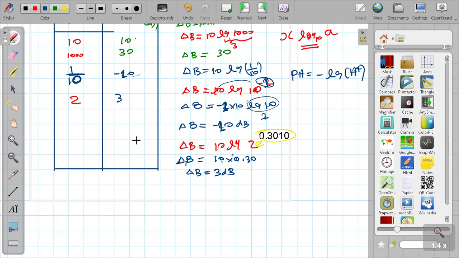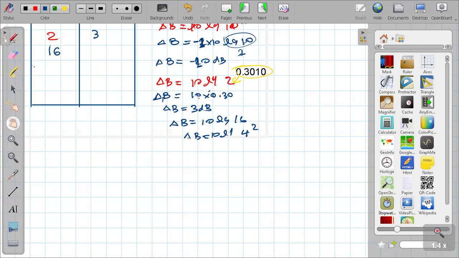We can take the same approach with 60. Let us put 16. How do we write 16? 4 to the power 2. Now tell me what to do. 16 is equal to 4 to the power 2.